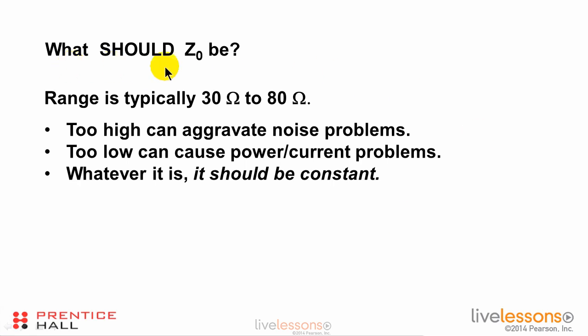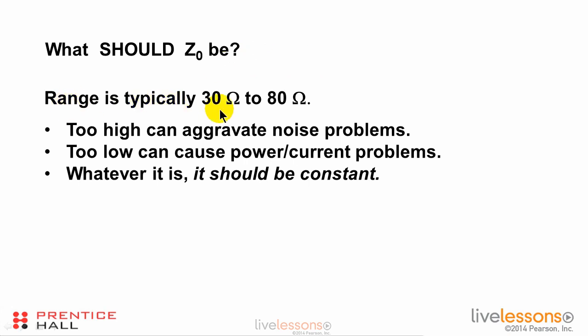Now we can ask the question, what should Z0 be? If I'm designing traces, what should Z0 be? And there are some people who have some definite opinions about that. There are some engineers who will allege that 50 ohms is optimum, and they allege that they can prove that some way or other through mathematics. I'm not sure I believe that.